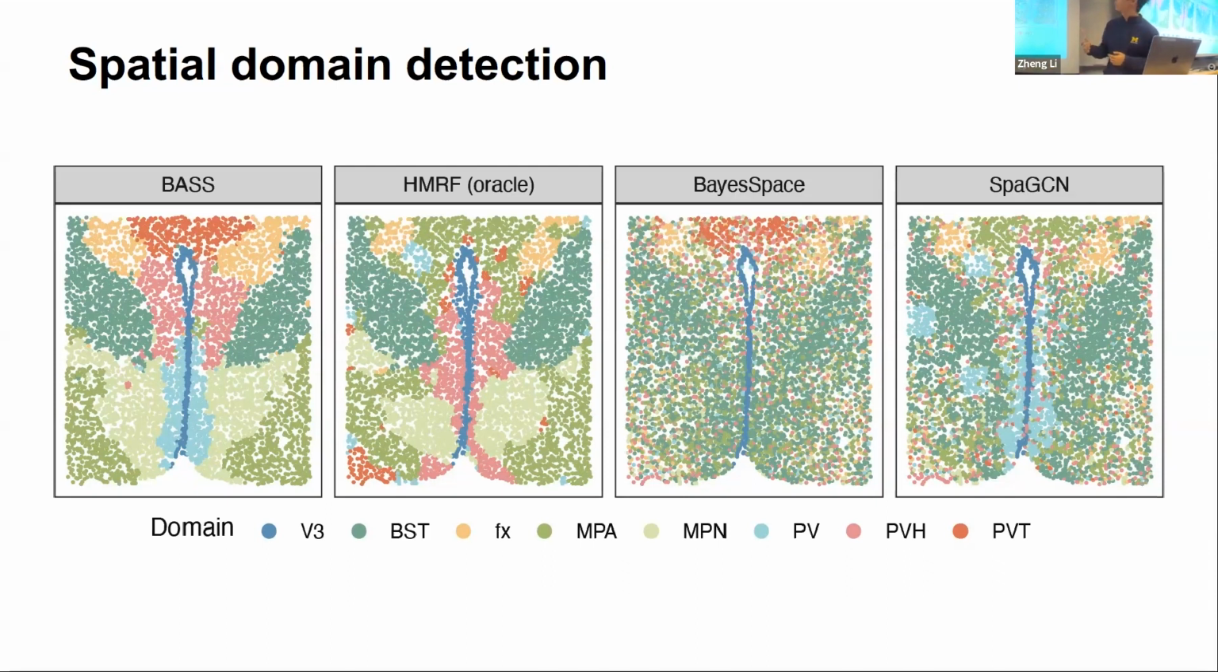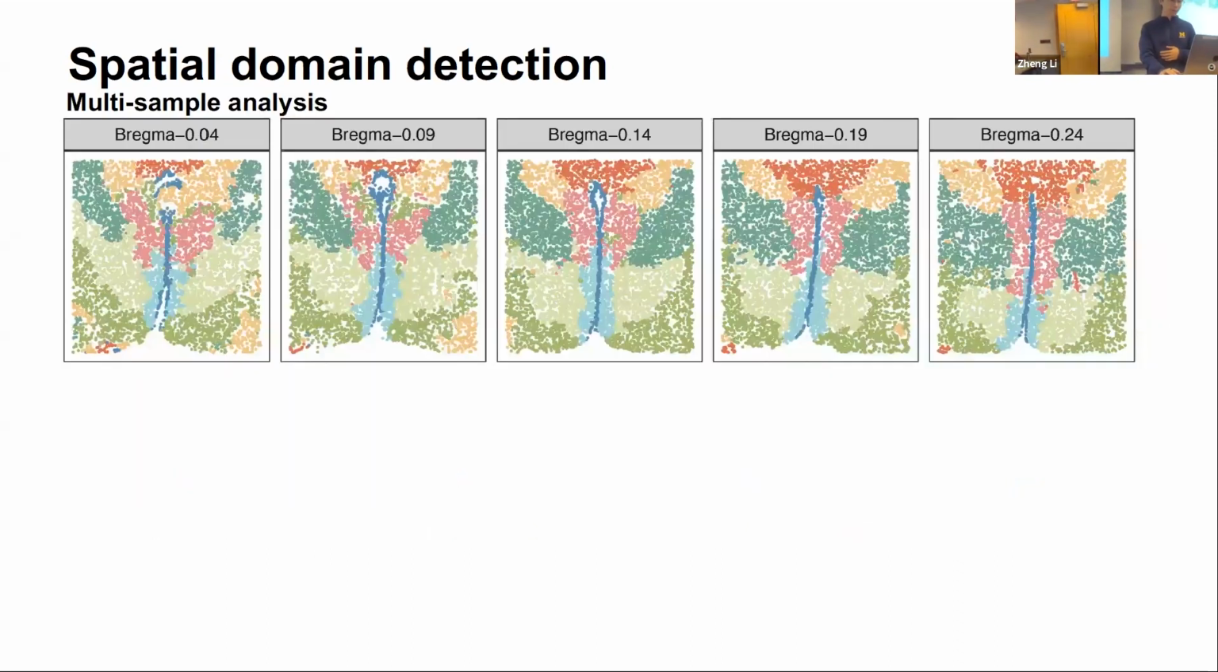10x Genomics data. And for SPA-GCN, because it is precipitated by the spatial parameter and does not give us a very good value of the spatial parameter, it does not give us the segmentation of the spatial domains.